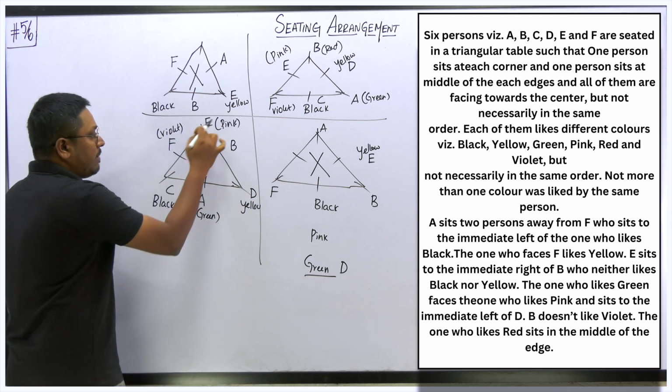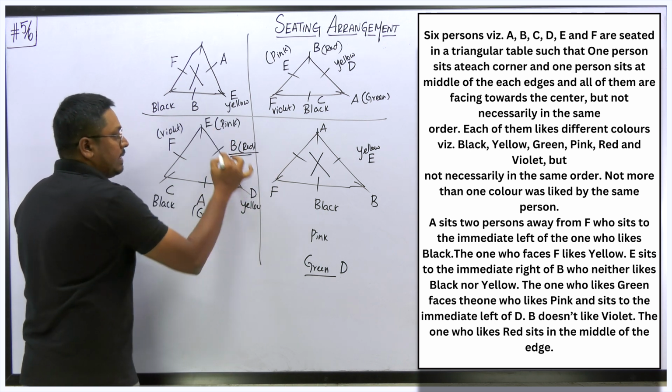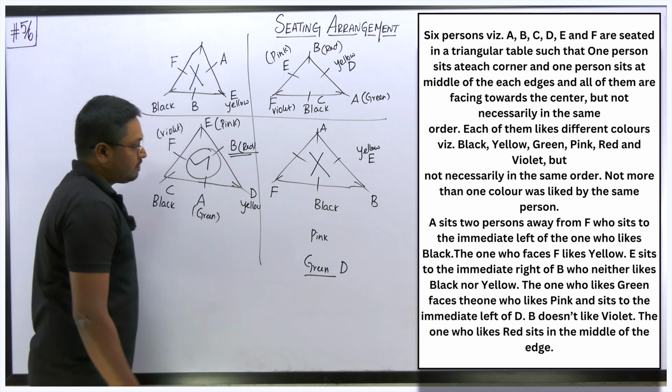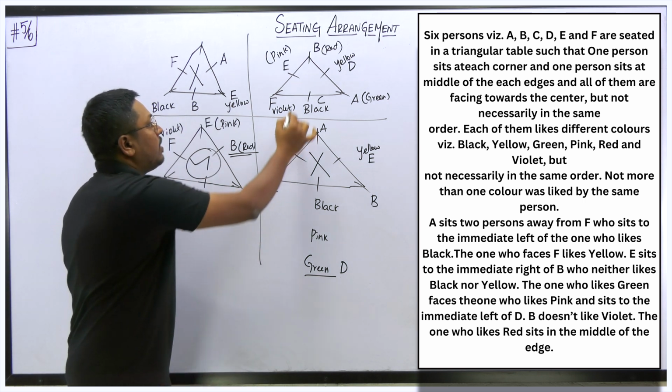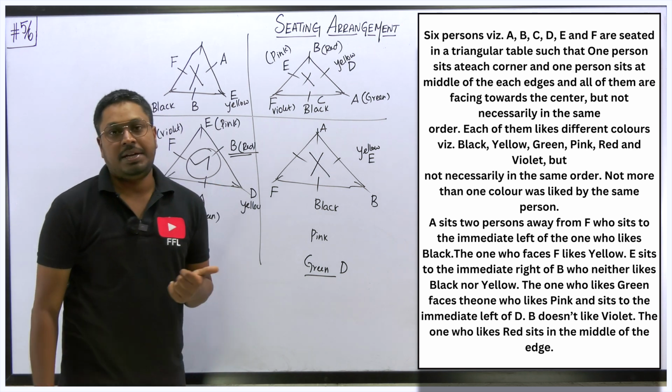So in this diagram, this must be red, and the person who likes red is sitting in the middle of the edges. So we can say this diagram is correct. So this will be wrong. So finally we got the answer. This will be the answer for the arrangement, right?